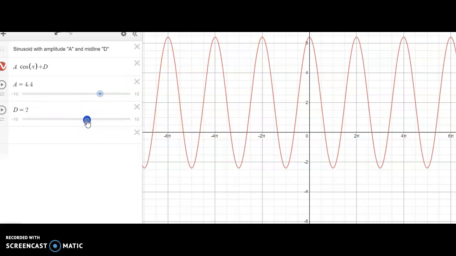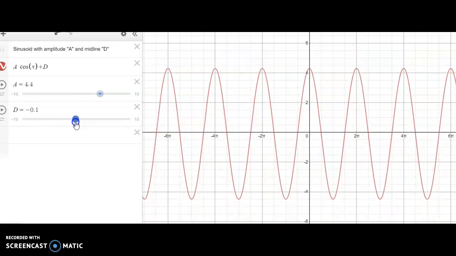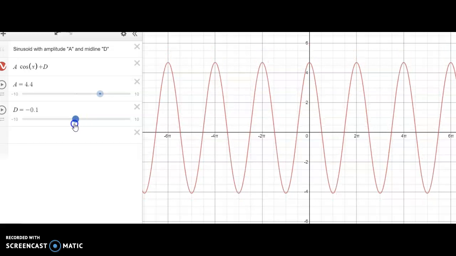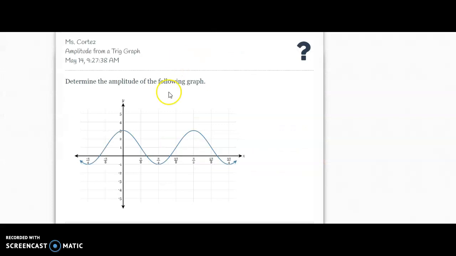And then we also are going to talk about the midline. The midline is where the middle of the graph is. If the middle of the graph is at 1.5, that's where the midline's at. And that's going to make a little bit more sense in just a minute. So let's go ahead and do an example.